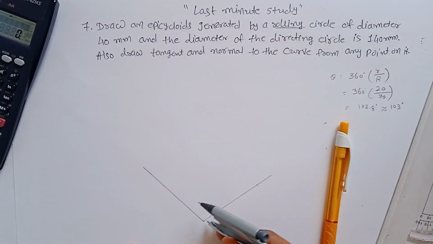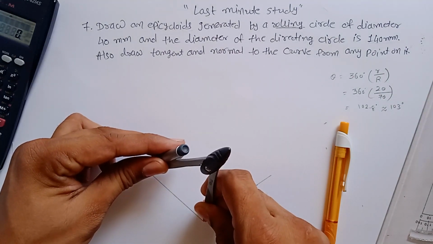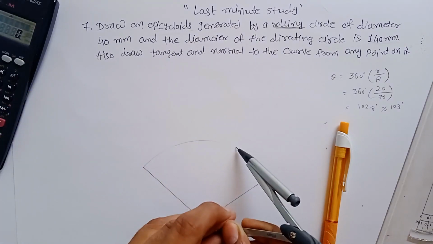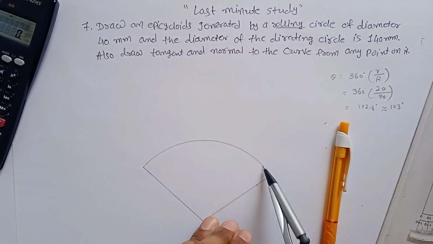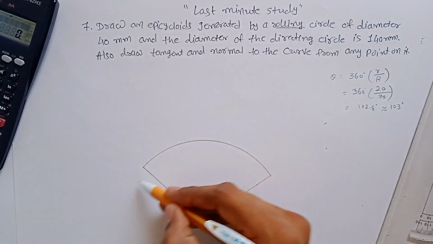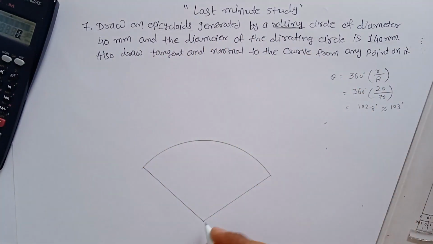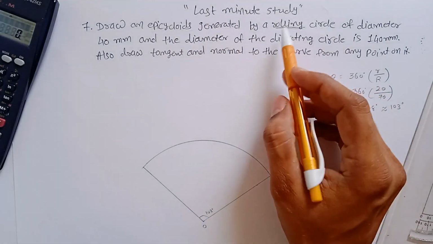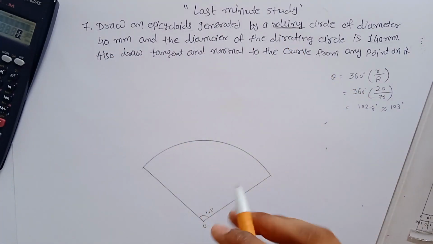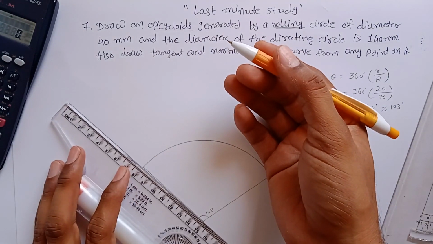Now use a rounder to construct the directing circle. So this is my directing circle, and my circle rolls on this circle like this. This is the 103 degree. Now you have to construct a rolling circle, which is 40 mm. Now you have to draw a circle on this path, so for that you have to extend this line.